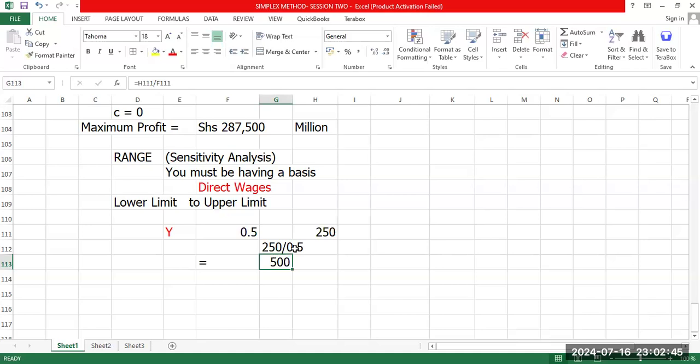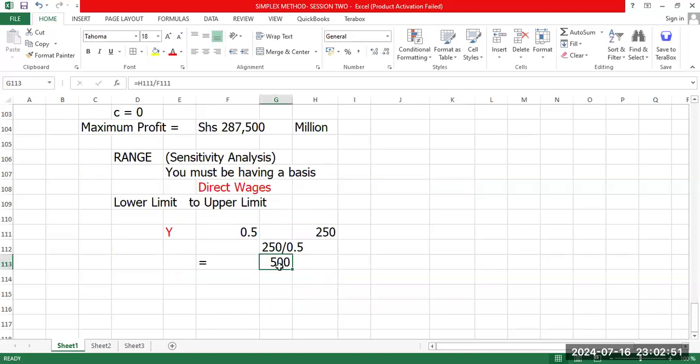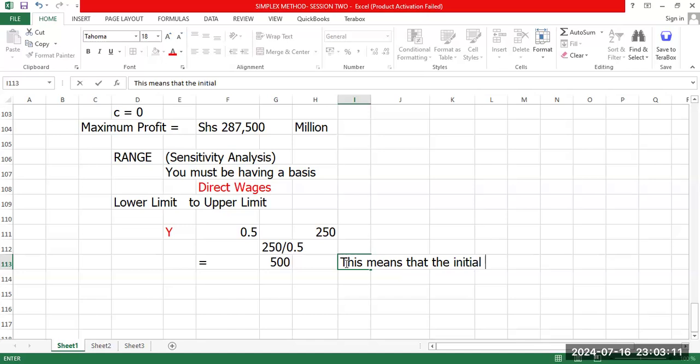We get 500. Once you get 500, it means that the initial figure will increase by 500 because this value you have here is positive.